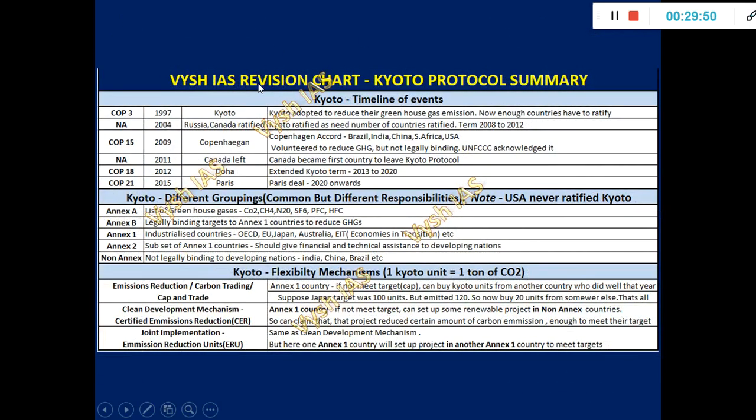Then Kyoto Protocol summary, from COP3 when it started till the COP21 Paris Summit. The entire story is written here in chart format. And the match-the-list question, which was asked in 2014 or 15, I think, and this one was asked in 2019, I think, or 18. Whatever terms you see, exactly left and right they put, and on the right side they put 3 different summits: Kyoto, Montreal, and something else. But all 3 are actually Kyoto. So the answer was 1 only. So it was a direct question from this chart.